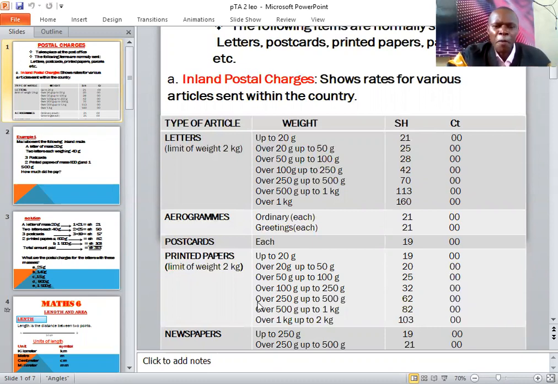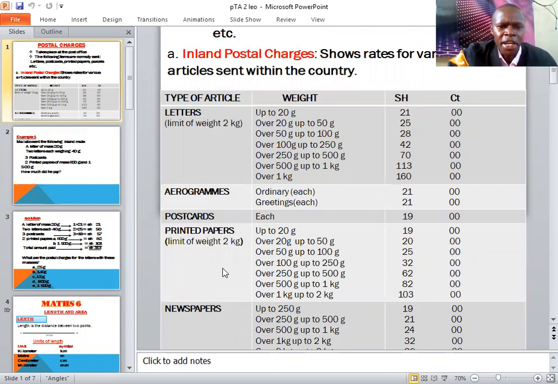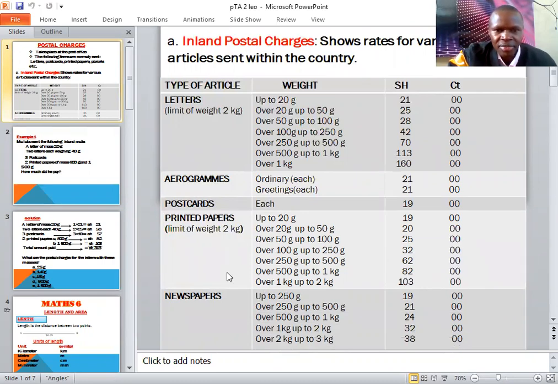Fine. Supposing you are sending printed papers weighing 300 grams. From our table here, we don't have exactly 300 grams, but where does it fall? It is found between the range of over 250 grams up to 500 grams. That means the charges for sending printed papers weighing 300 grams will be 62 shillings.